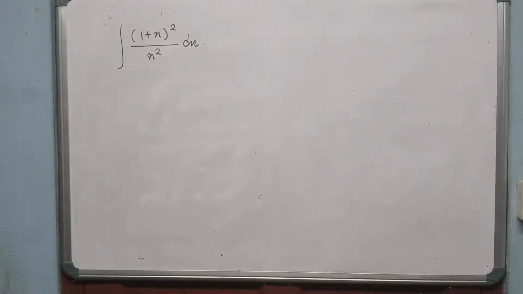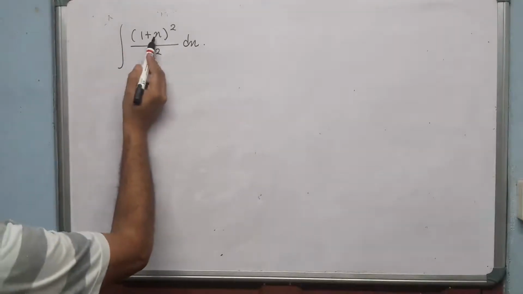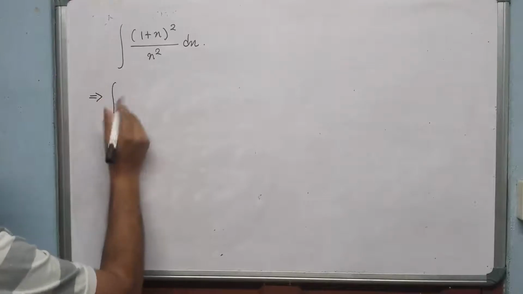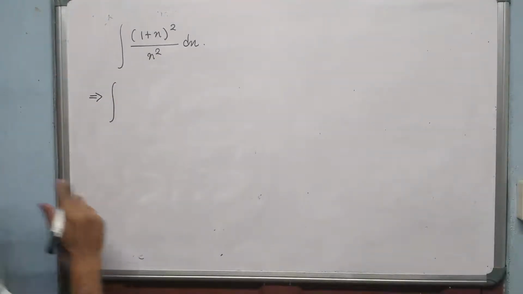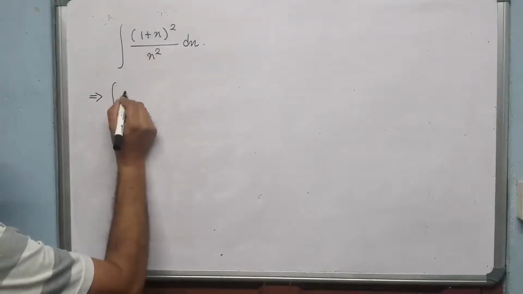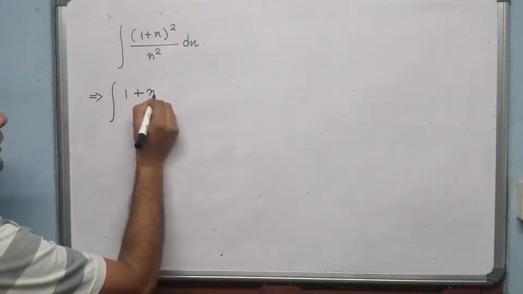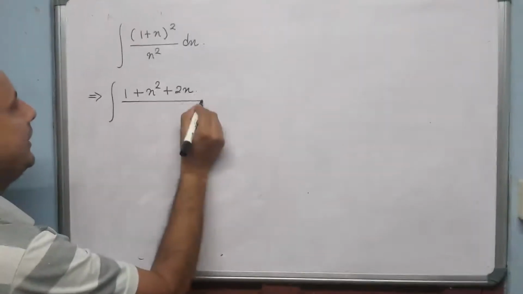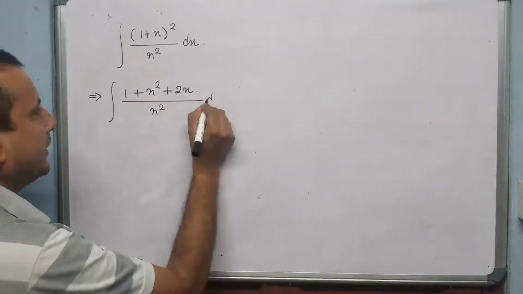Now, integration of (1 plus x) whole square divided by x square. First of all, you have to simplify, then you have to convert this function in terms of formula form. For that, I'll use the (a plus b) whole square formula, which is a square plus b square plus 2ab, so you will get (1 plus x square plus 2x) divided by x square dx.